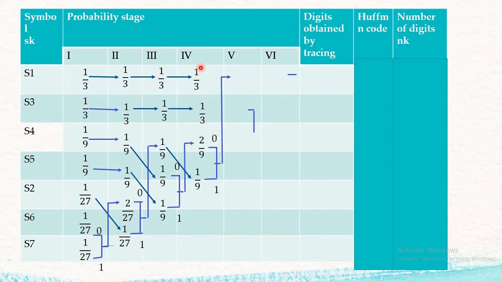The value from this 1 by 3 goes below, and this 1 by 3 again goes below, and then we are assigning the values. Once we are done with this, we again focus on the last two values. This is 1 by 3, this one is 1 by 3, and 1 by 3 plus 1 by 3 comes out to be 2 by 3. The upper one is assigned with value 0, the next one is assigned with value 1, and it is 2 by 3.